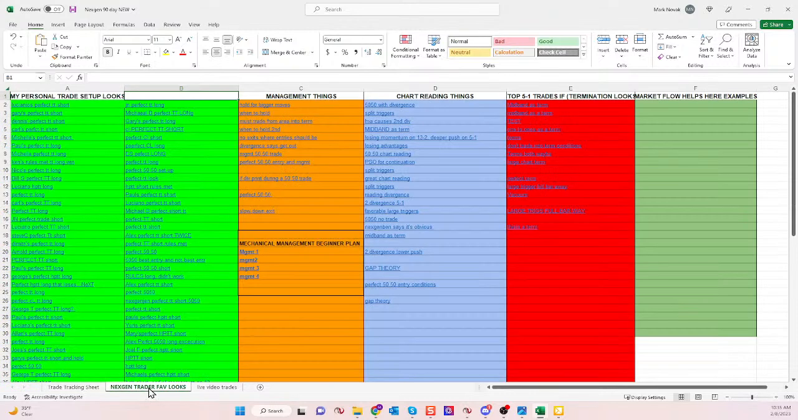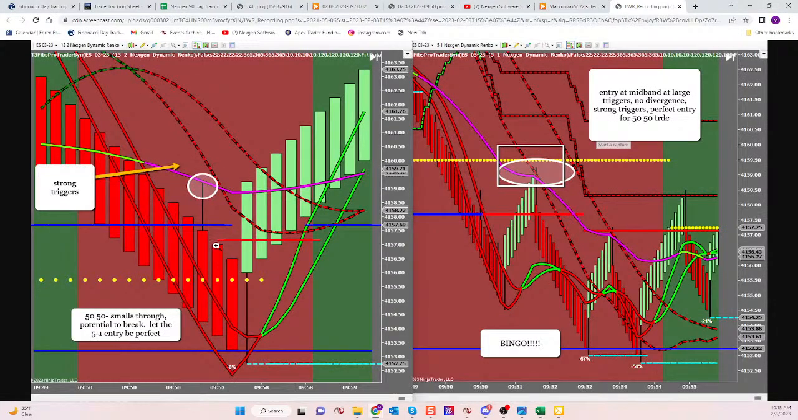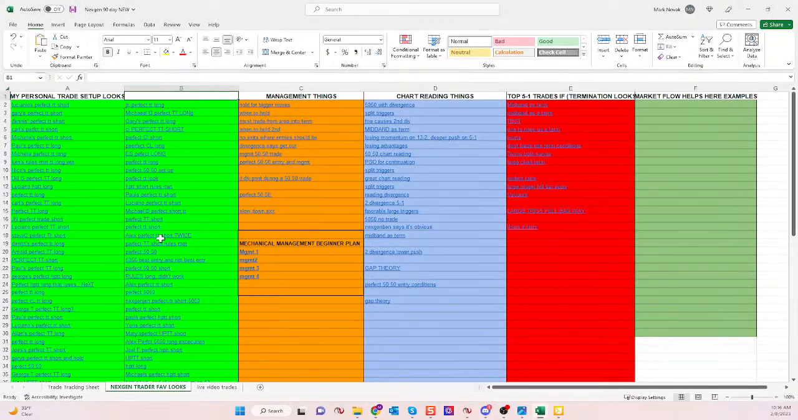Your second page is as you study these best of the best looks and you're looking at that picture, right? When I have a perfect trade, I want to put that perfect trade right into my trade setup look so I can come back and study it and get better at it. Repetition, right? Confidence through repetition. As I work on management, chart reading, termination conditions, I'm just going to fill all this section up.